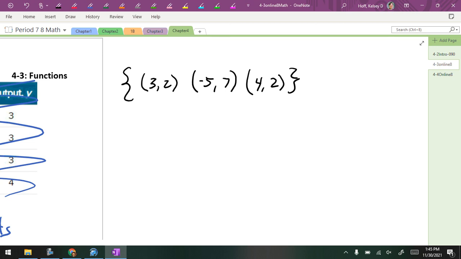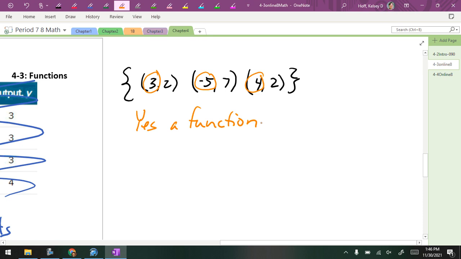It is. Which letter matters, X or Y? X. So if I just go through and I circle the X's, I don't care about the Y's. Do any of those X values repeat? No. Therefore, yes, a function. Ignore the Y. The Y means nothing to us today.